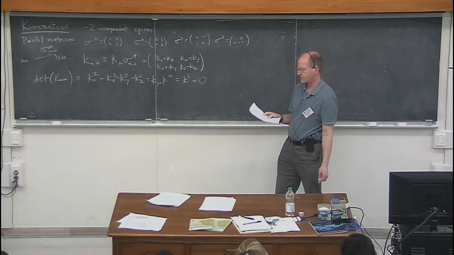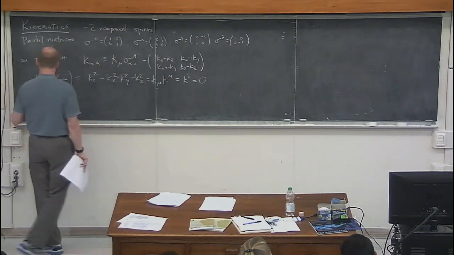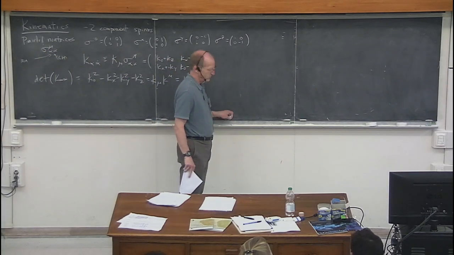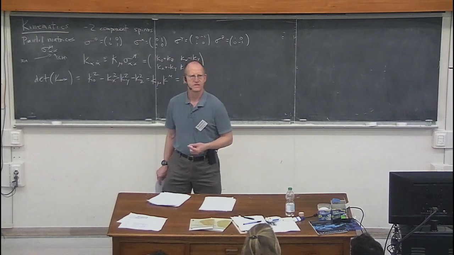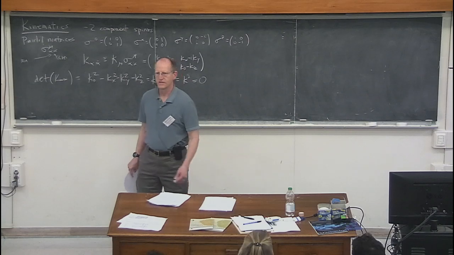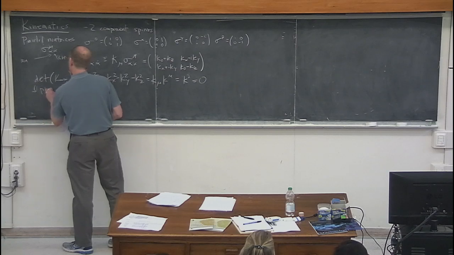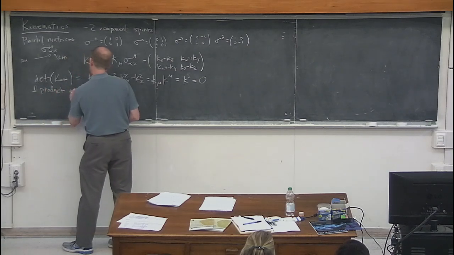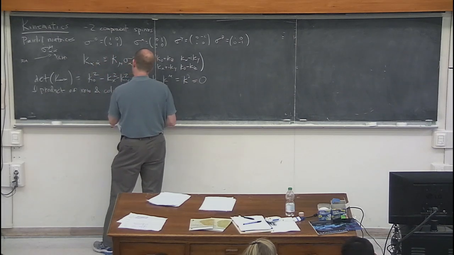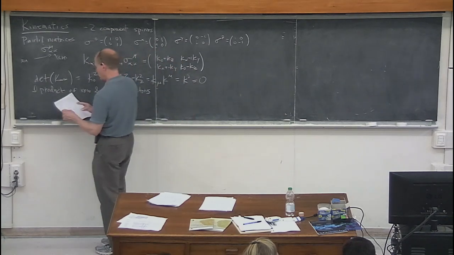So what do you know if you have a 2 by 2 matrix whose determinant vanishes? What special property does it have? That's right, yeah. You can write it as a product of row and column vectors. So we define k_{αα̇} to be λ_α λ̃_α̇.